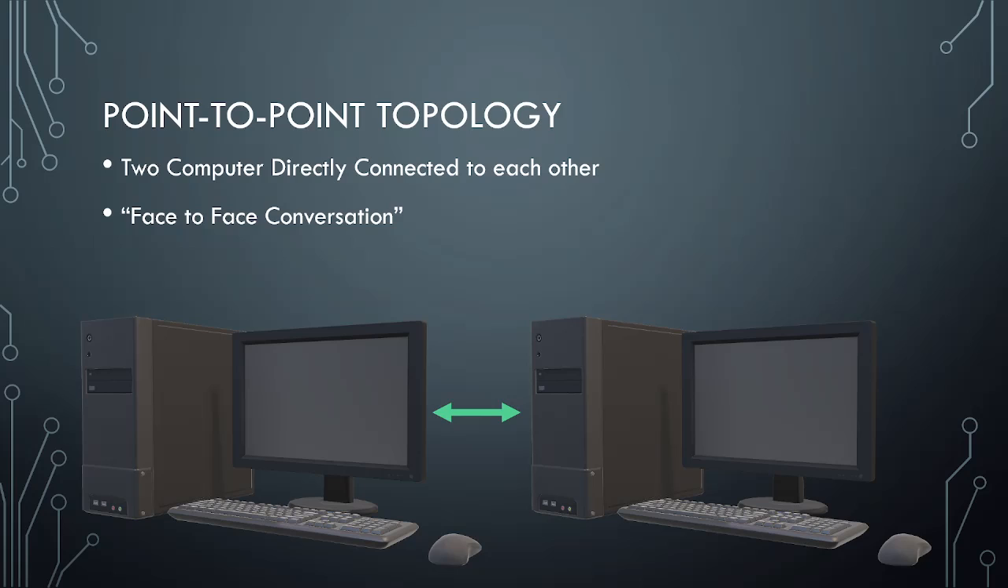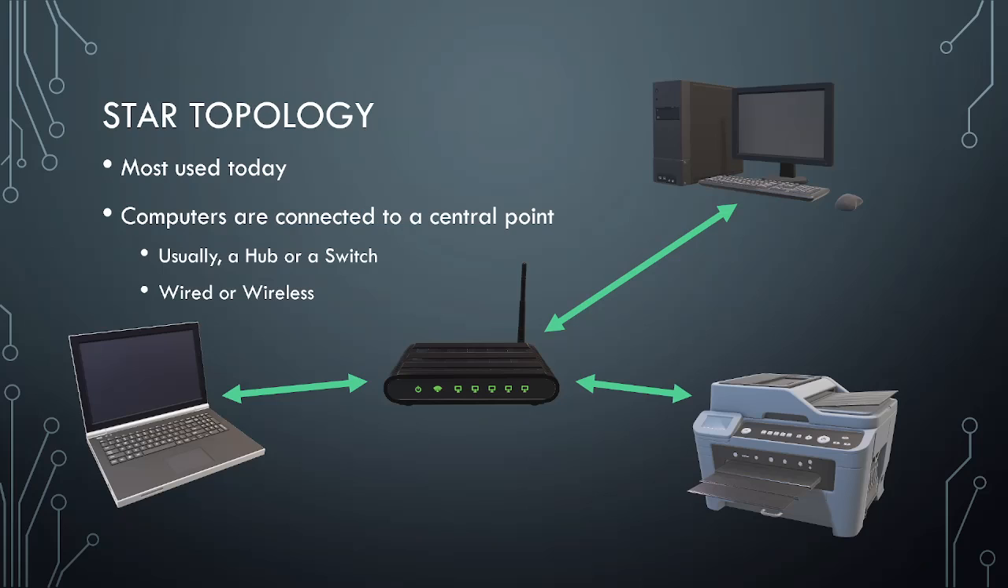We have a direct connection between each computer, and they're allowed to communicate with each other. They're not allowed to communicate with anyone else because there's only one connection. If we want to allow more computers to talk to each other rather than just two, one-on-one, then we'll move to a more complicated topology called a star topology.